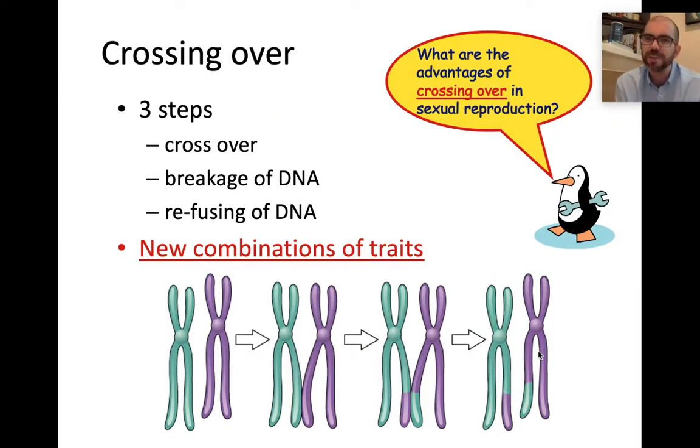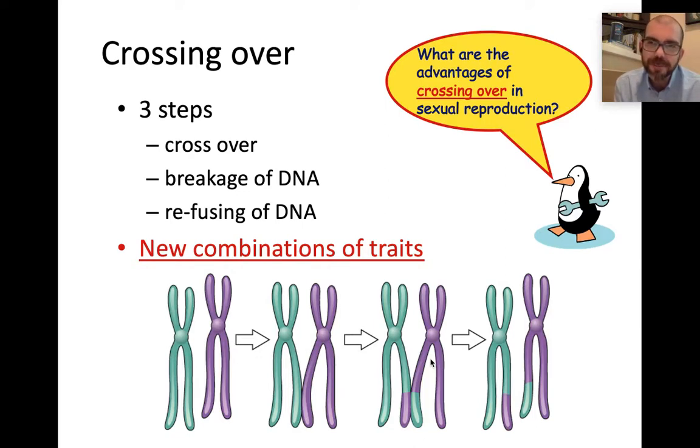Here's another diagram showing you those steps. So they attach as a tetrad, they cross over, they collide into each other, and then they exchange DNA. This creates an entirely new, unique genetic combination that didn't exist before. This creates diversity, which is a huge benefit to species evolutionarily.